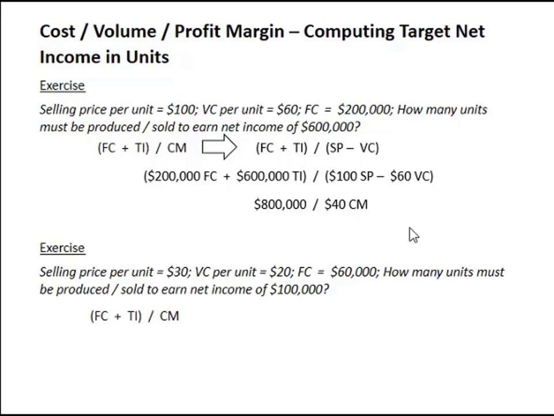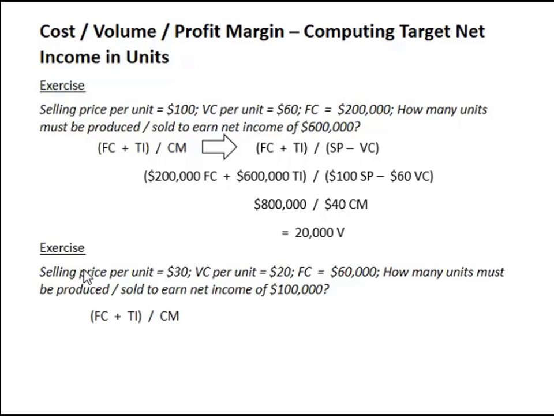And in order to get the number of units that I'm going to have to produce and sell in order to earn a net income of $600,000, I just divide the 40 into the 800,000, and I end up with a volume of 20,000. So that's saying I will need to produce and sell 20,000 units given the selling price, my variable cost, and my fixed cost in order to achieve a target net income of $600,000.